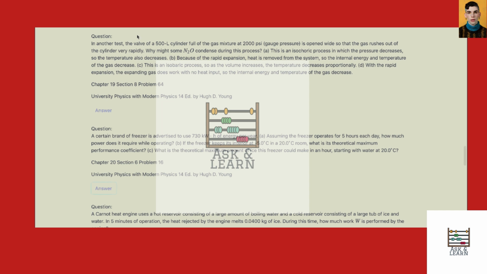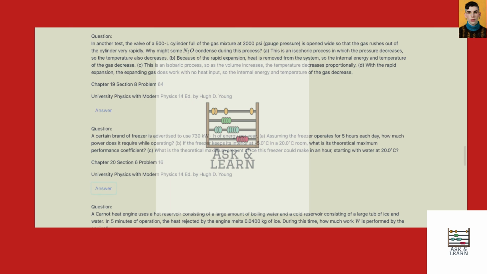A certain brand of freezer is advertised to use 730 kilowatt hours of energy per year. Assuming the freezer operates 5 hours a day, how much power does it require while operating? If the freezer keeps its interior at -5 degrees C in a 20-degree C room, what's the theoretical maximum coefficient of performance? What's the theoretical maximum amount of ice that the freezer can make in an hour starting with water at 20 degrees C?